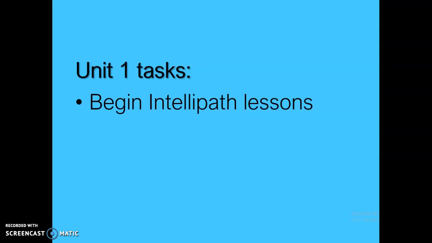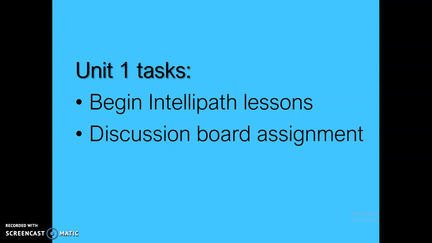The first IntelliPath lesson topics you will work on include how to be successful in a 10-week composition course at AIU, recognizing characteristics of good writing, how to overcome writing anxiety, thesis statements and how they function in an essay, and an introduction to the basic 5-paragraph essay structure. You will also complete a discussion board assignment for this unit.